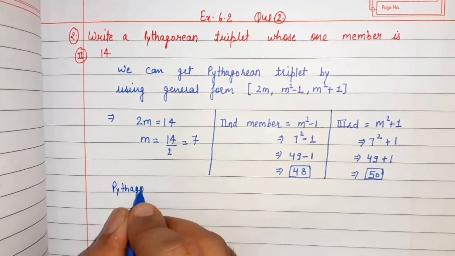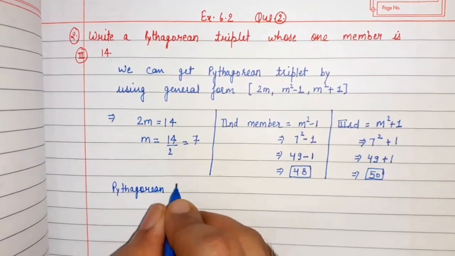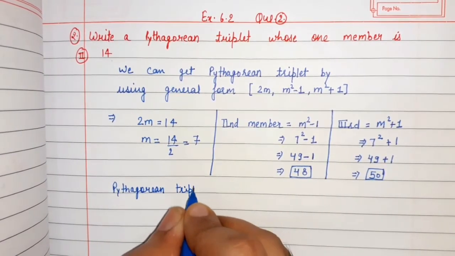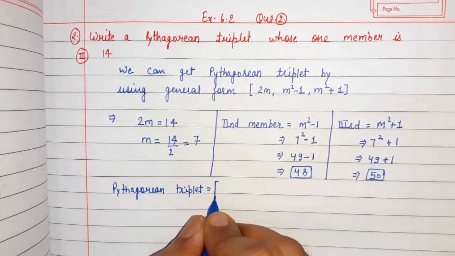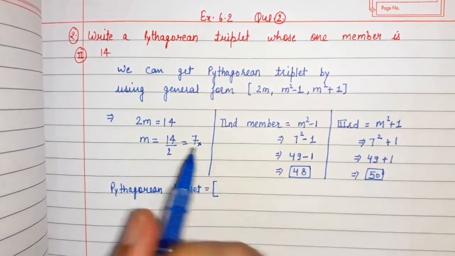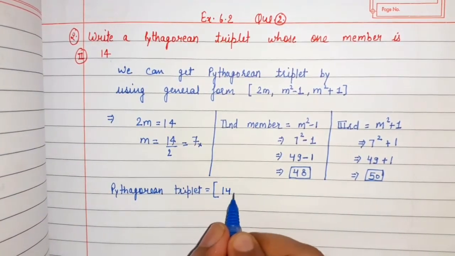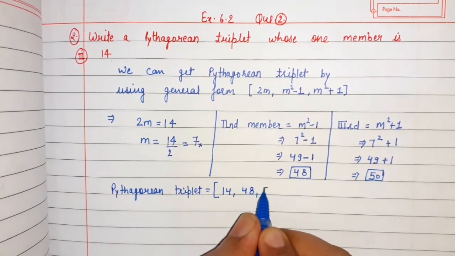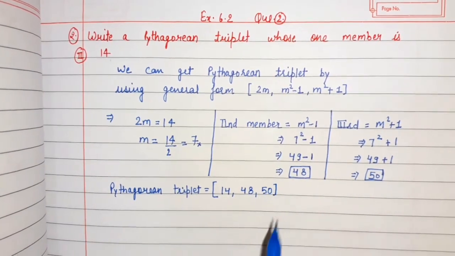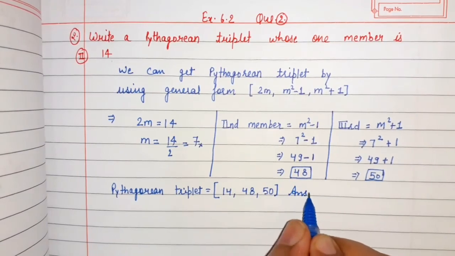Pythagorean triplet equals to, again, this is not our answer. One number is already given, so the answer is 14, 48 and 50. This is our final answer.